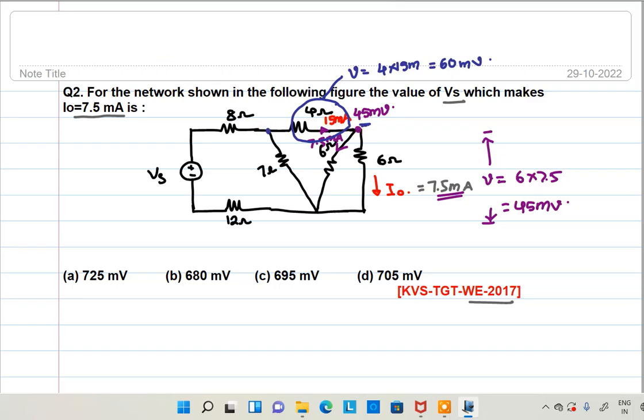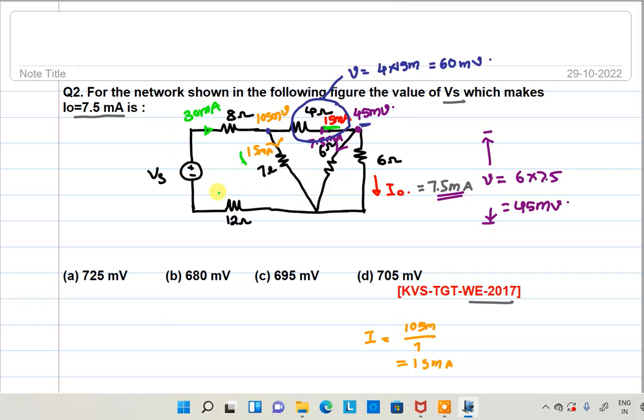So now here 105 millivolt. Once this is 105 millivolt, you can find out this current, right? That current you can find: I is equal to V, 105 millivolt divided by 7. That will be equivalent to 15 milliamperes. So here 15 milliamperes, here also 15 milliamperes. Total is equal to 30 milliamperes. So you got 30 milliamperes there.